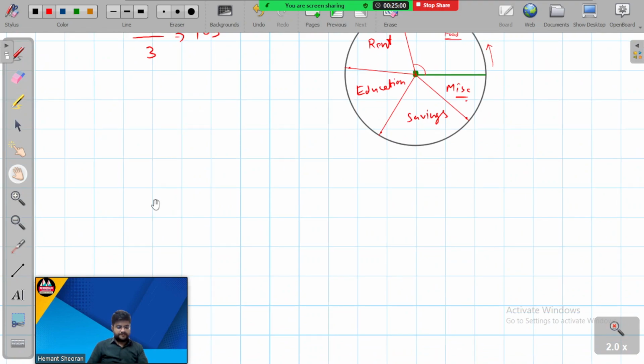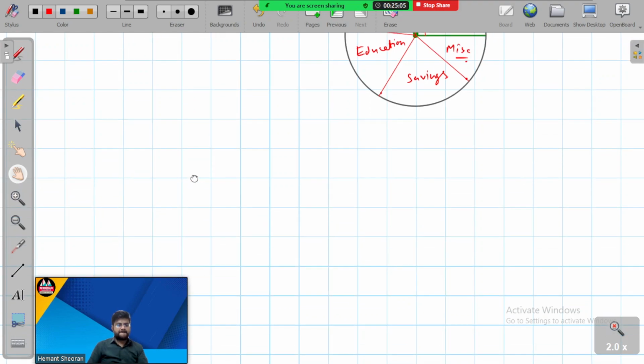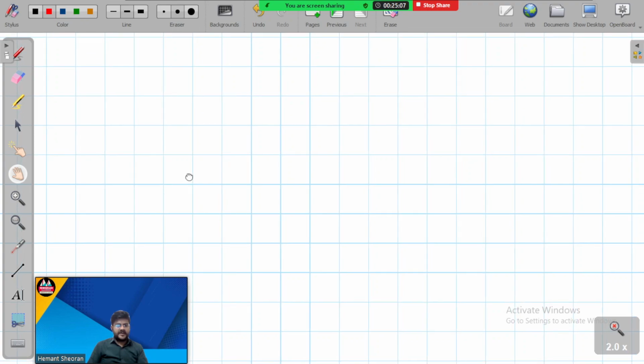In this one, can I try calculating the central angle? Yeah, that is the part where you have to practice.